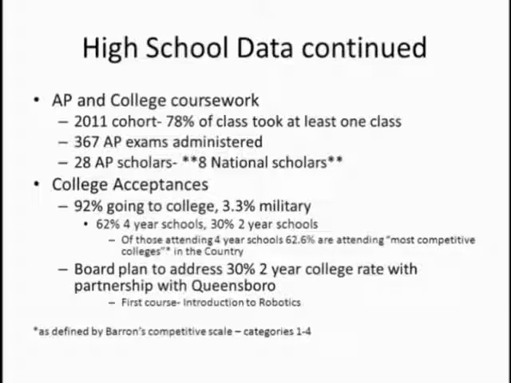78% of the class took at least an AP or a college level class. We set huge numbers for how many exams we administer. 28 AP scholars, 8 national scholars. To be a national scholar, you must take a minimum of 8 APs, and you must score at least a 4 on each of them. Let's pause and think about that.